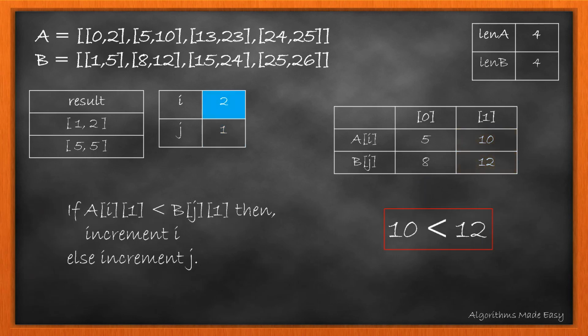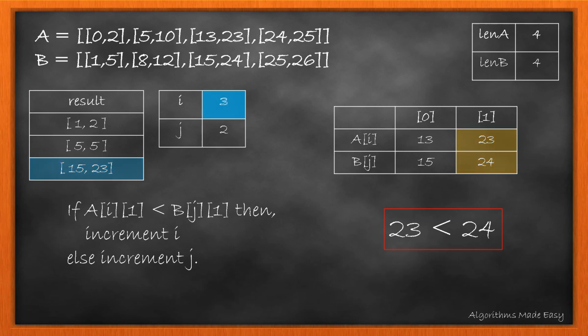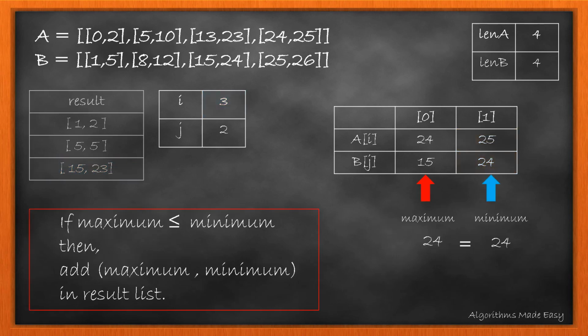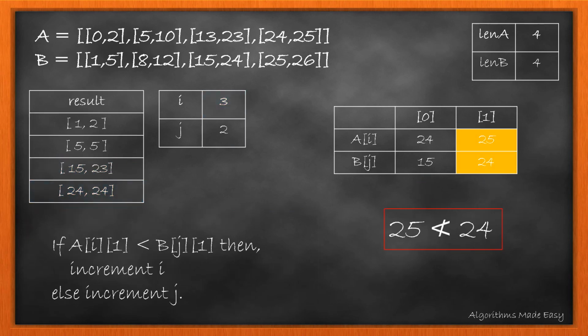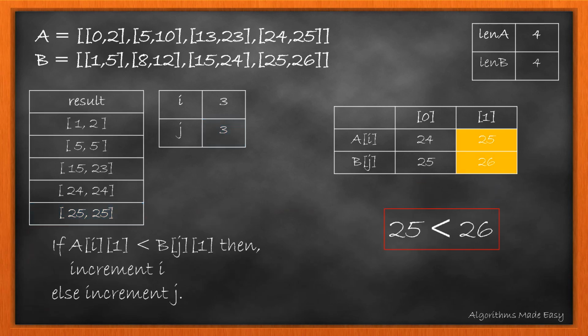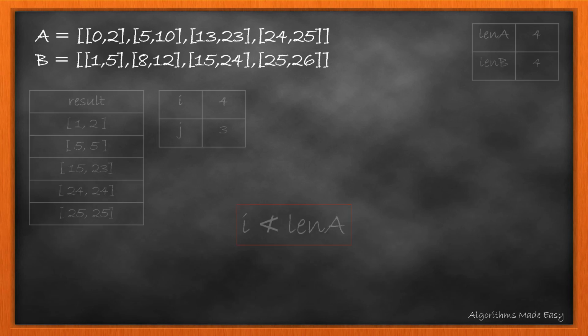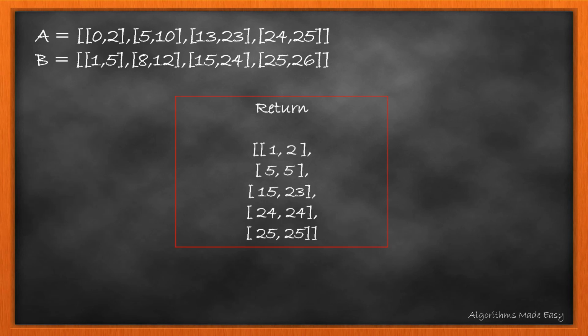Similarly, we will continue iterating till both i and j are less than the length of A and B. As i is now not less than the length of A, we terminate the loop and convert the list into an array and return it.